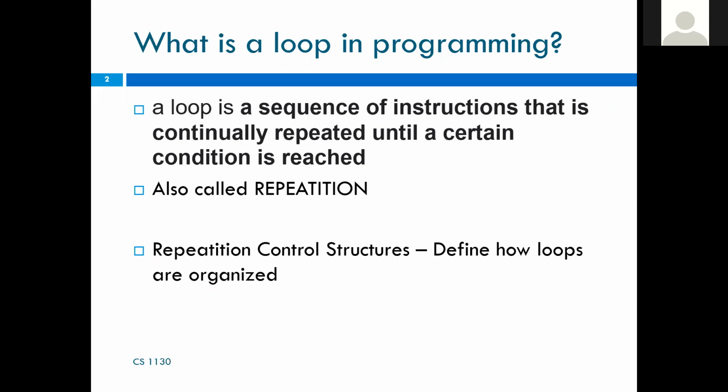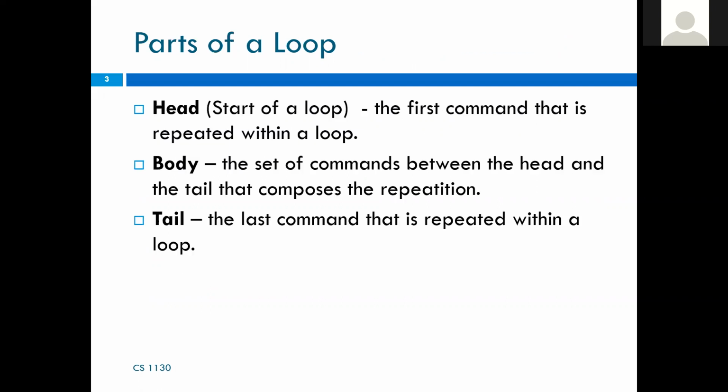Repetition control structures are structures in a programming language that define how loops are organized or how loops can be created. Before we look at them, let us look at the parts of a loop. When you have a loop, you have 3 parts. A head, which is the start of the loop, the first command that is repeated within the loop. The body is the set of commands between the head and the tail, which composes the repetition, which means the set of commands that are repeated. The tail is the last command that is repeated within a loop.